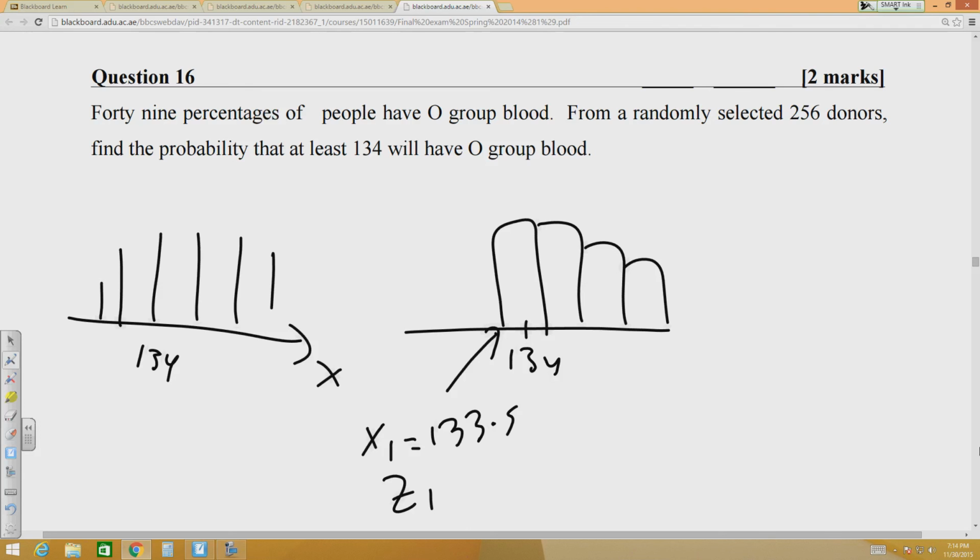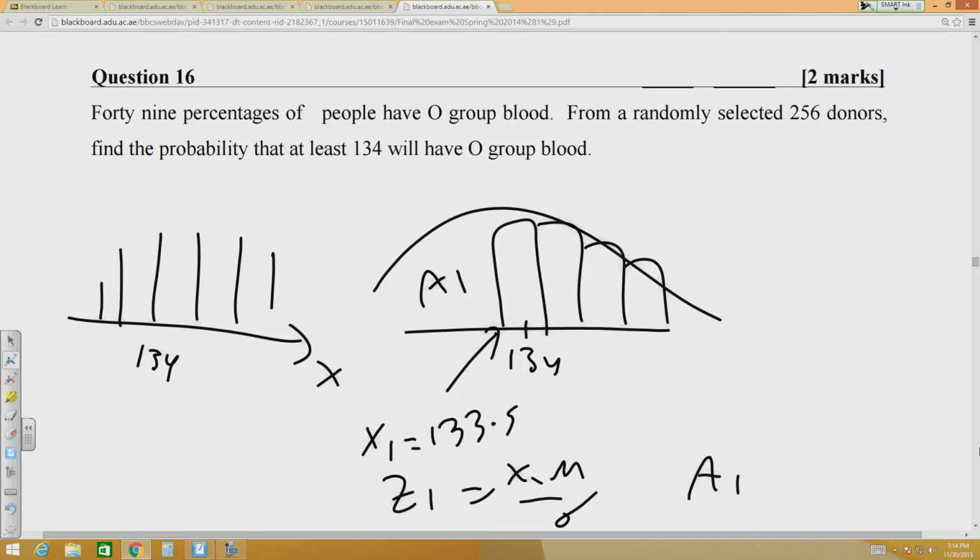I need to get z1 after that, which is x1 minus mu over sigma. And then the area, of course, on the right. The area on the left will be what the table gives me. So the area one will come from the table, and the answer at the end will be 1 minus area.